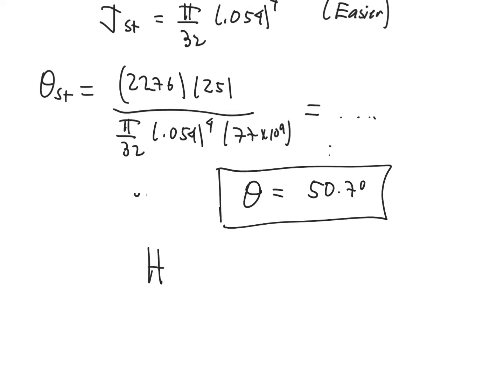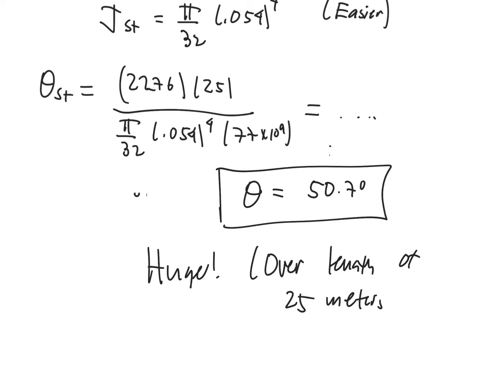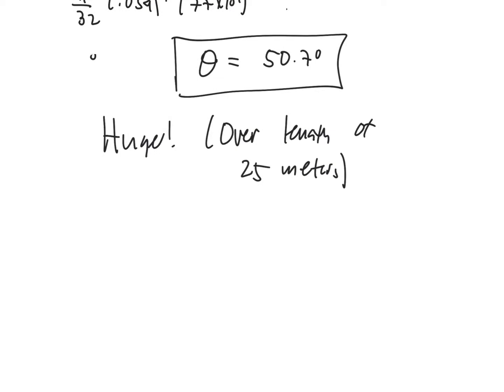That's huge. But remember that that's over a length of 25 meters. So twist per length would be what? About 2 degrees. 2 degrees per meter. And that's small. So that's okay. That's probably in the realm of small angles that we've been talking about. It's so large in this one just because the length is going to be so long. Okay, so that's how we calculate all of those parameters.